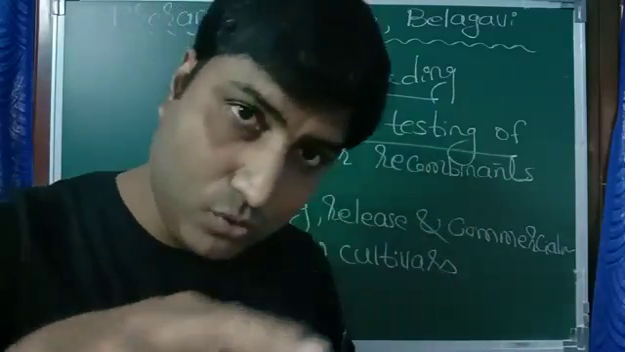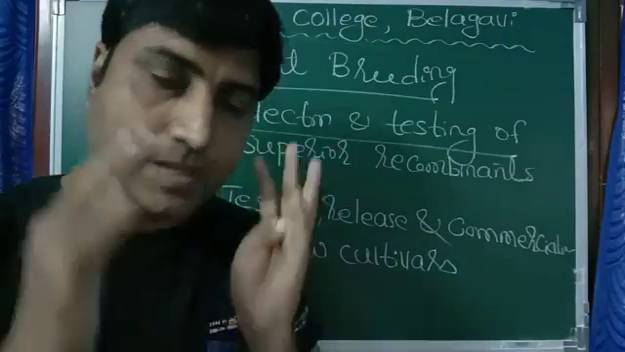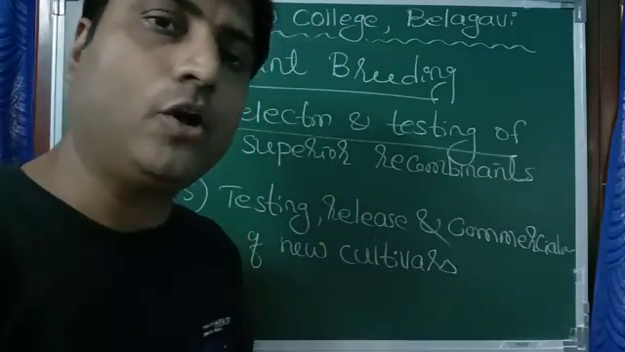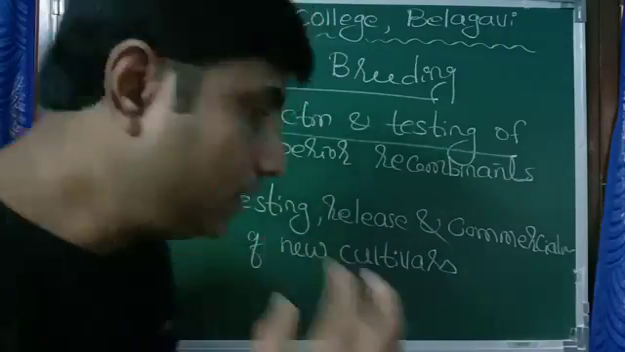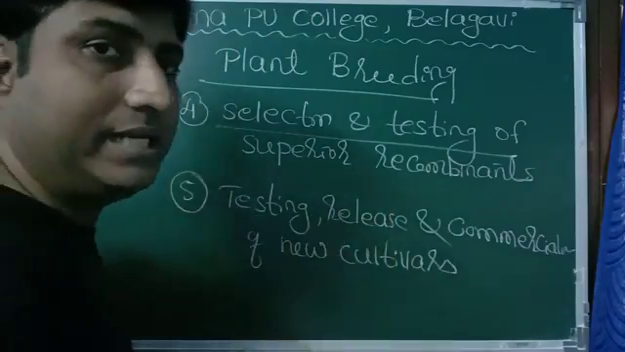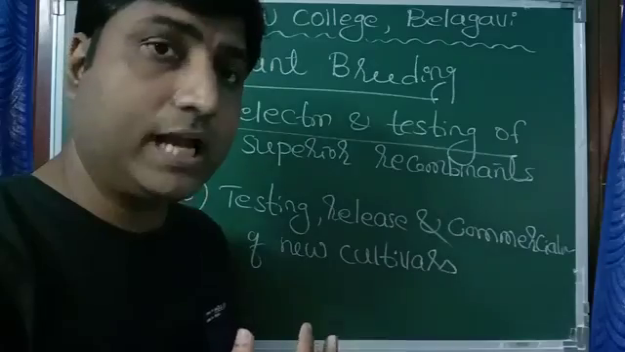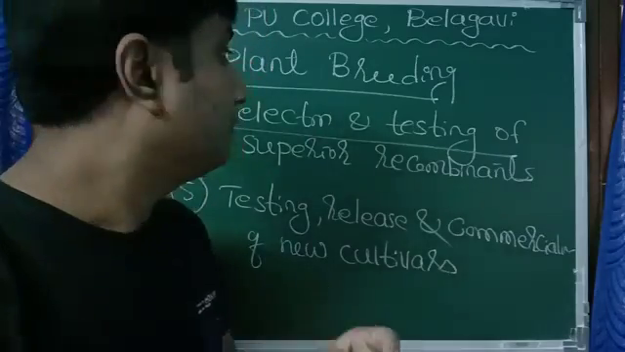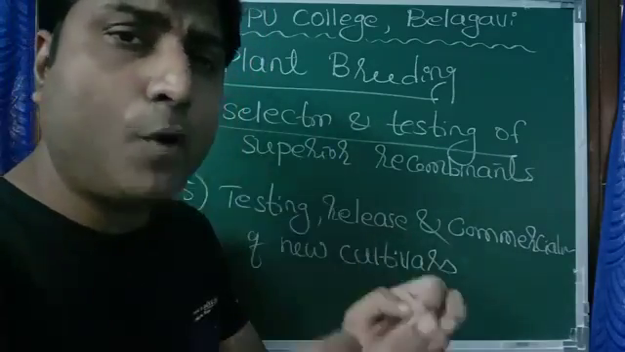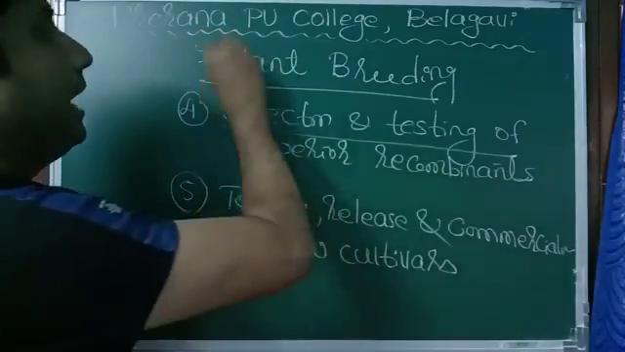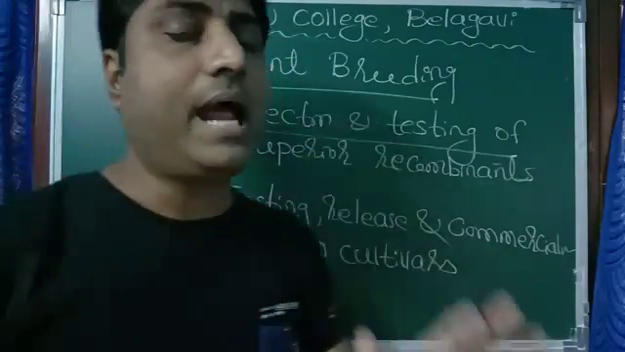So like this we have to test it, and after getting the correct data and result, we are going to release it. Commercialization means we are going to give it to the farmers so that farmers can grow it. So these are the 5 important steps that have to be followed in plant breeding program.